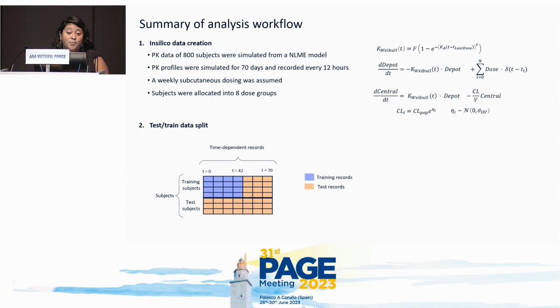In order to do the model training and evaluate the model performance, we did a test-train data split. So all our subjects were divided into training subjects and test subjects. Now, we trained all our models on records from the training subjects from day 0 until day 42, and all the other records will be used for model evaluation.